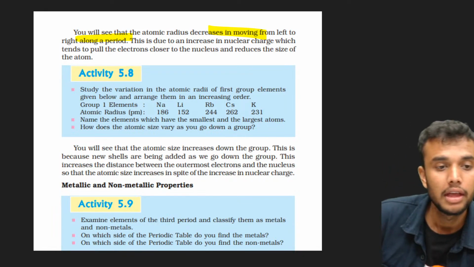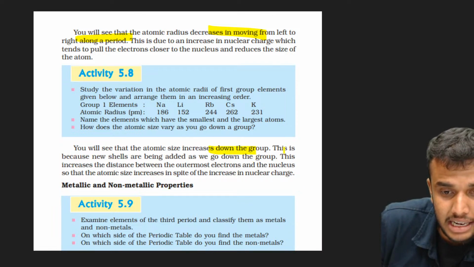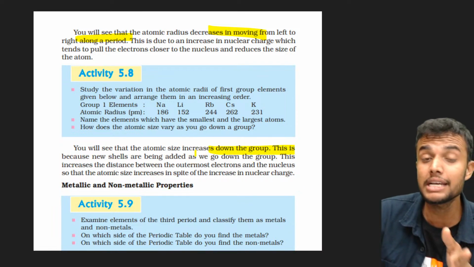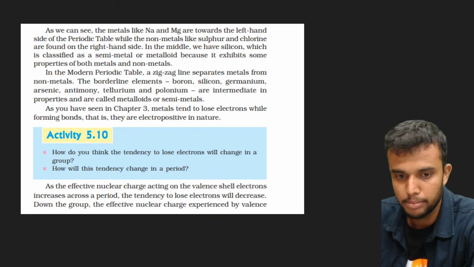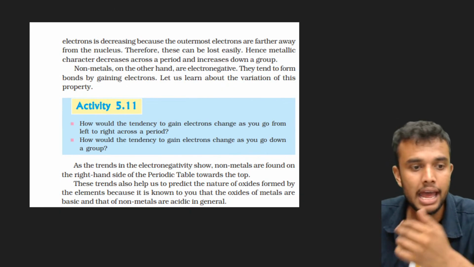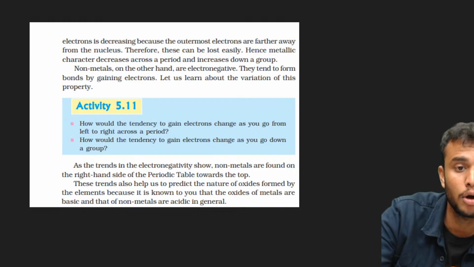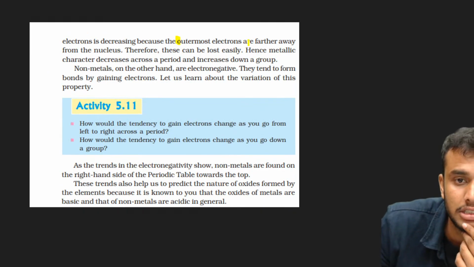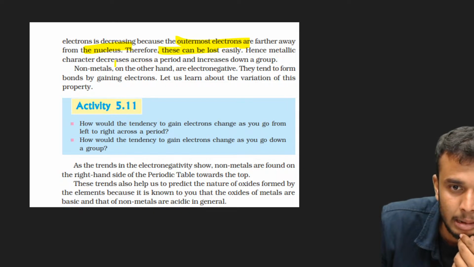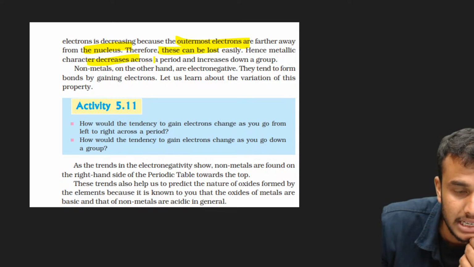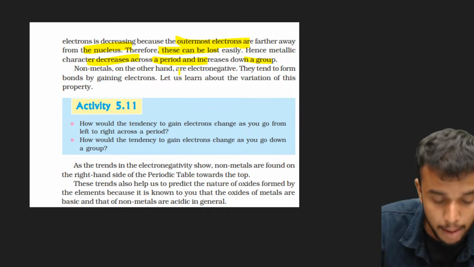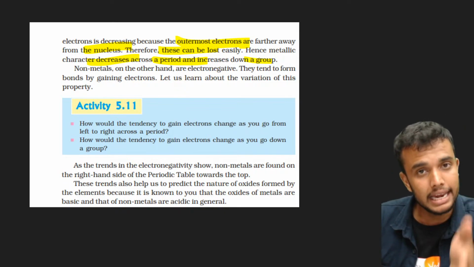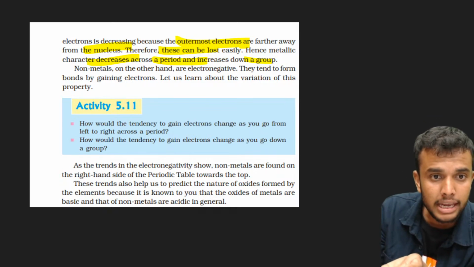Then what happened? Atomic size increases down the group and decreases from left to right along a period. Very simple. Metallic and non-metallic character is done. Electrons in the outermost shell can be lost easily, hence metallic character decreases across a period and increases down a group. Down a group it increases, but along a period it decreases.